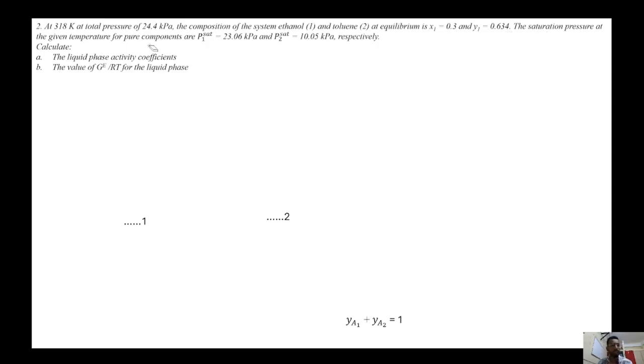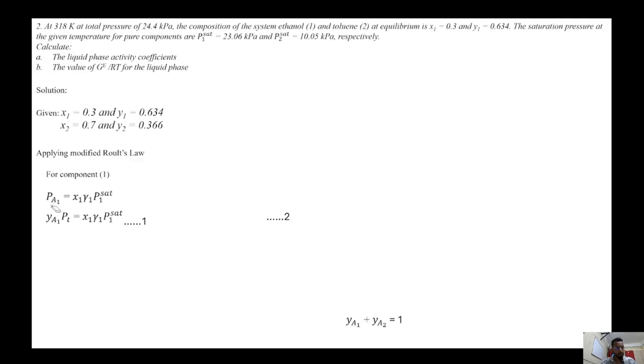Saturation pressure at a given temperature for the pure component, so we have P sat for ethanol and P sat for toluene. Respectively, the liquid phase activity coefficient, the value of which gives the excess energy upon RT for the liquid phase. So very first, x1 is 0.3, y1 is 0.634. The summation of the mole fractions is always equal to 1. So we'll get this. Now, applying modified Raoult's law.